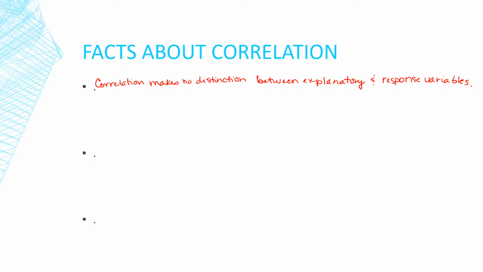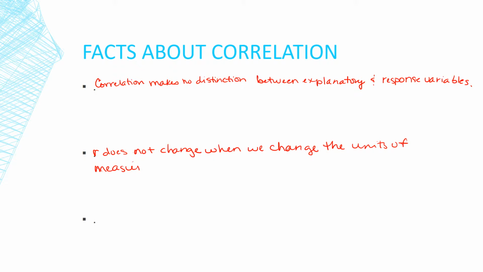So the second thing is R, the correlation, right? R does not change when we change the units of measurement. That's because R doesn't have any units of measurement. They cancel each other out in the formula, so R is just a number. And then that's what the next part is.